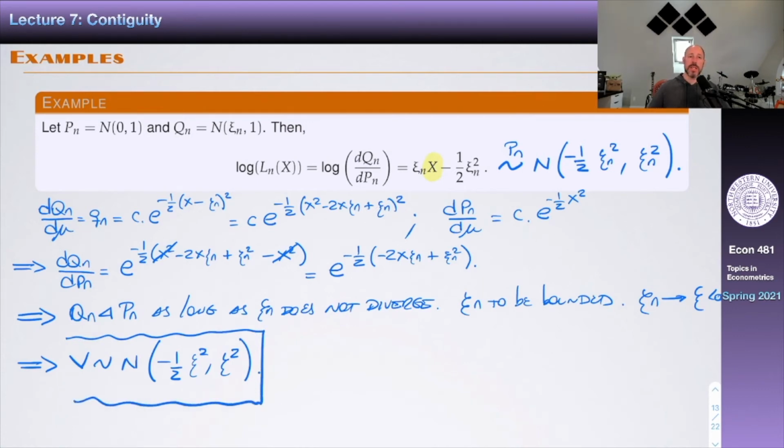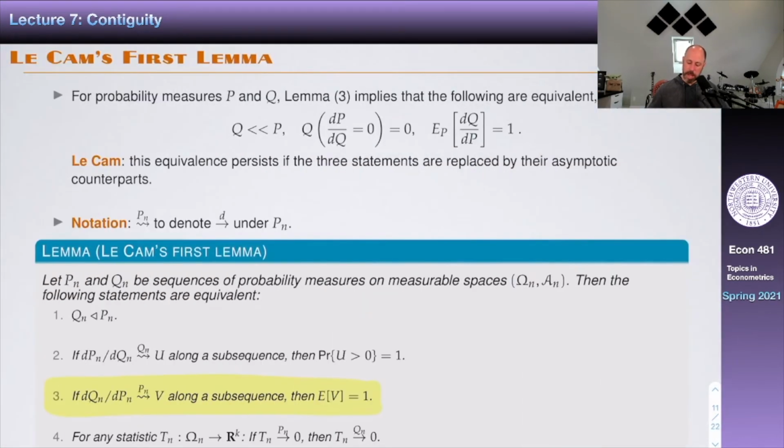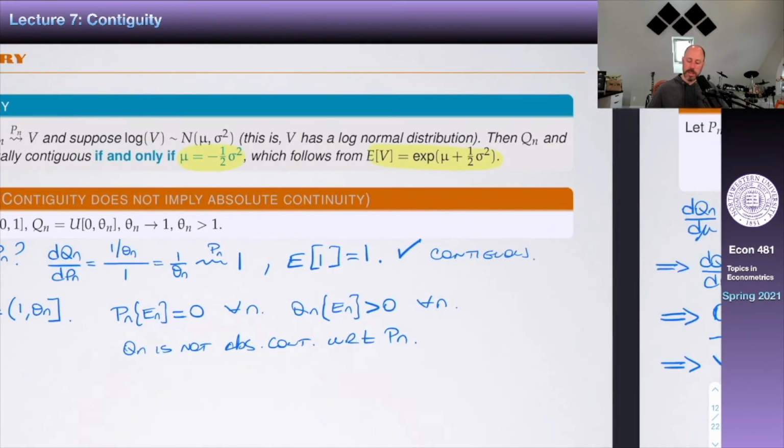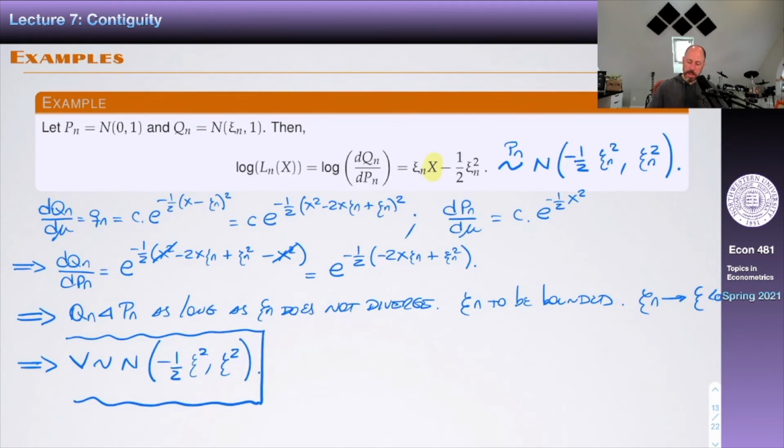If psi n doesn't converge, it just oscillates, say plus 1, negative 1, plus 1, negative 1, you can take a subsequence. That's why the statement says along a subsequence. It doesn't have to converge, but you can take a subsequence that converges, and then check whether the limiting thing has variance 1. Here I'm using the corollary that tells me about the limit of the log likelihood ratio. Sorry, here I forgot to add the log.